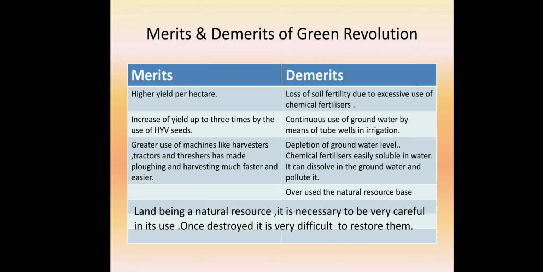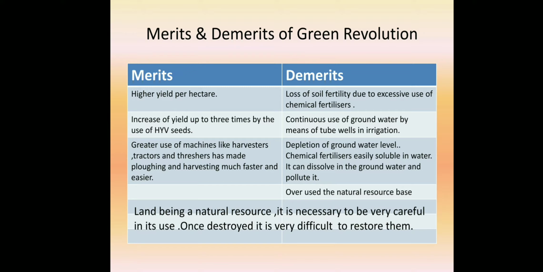The disadvantage of it include loss of soil fertility due to excessive use of chemical fertilizers, continuous use of groundwater by means of tube wells in irrigation resulted in depletion of groundwater level. Chemical fertilizers were easily soluble in water and it can dissolve in the groundwater and pollute it.